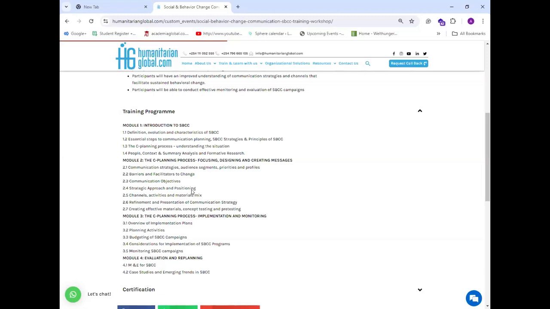We also look into the consideration for implementation of social behavior communication programs, and also how to monitor campaigns. Lastly, it's about the evaluation and planning, and then here we look into the M&E concept when it comes to SBCC. And finally, we look into case studies that we can benchmark with when it comes to running successful campaigns, and also into the emerging trends in social behavior change communication.